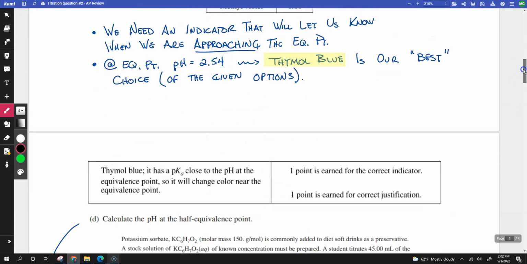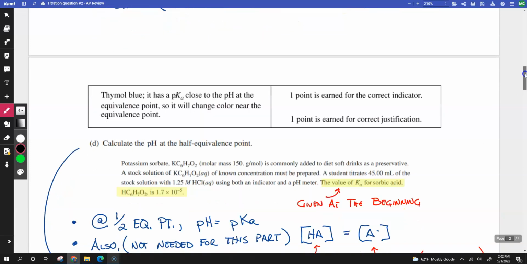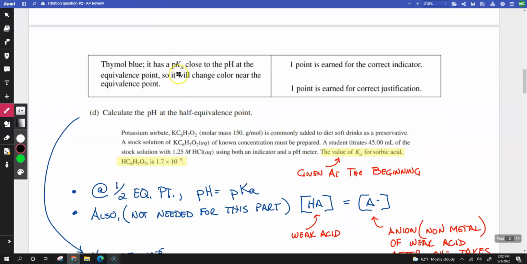All right, the next part says calculate the pH at the half equivalence point. Now, again, at the very beginning of the question, which I cut out, it tells us that we have a Ka value for the sorbic acid of 1.7 times 10 to the negative 5. This was given to us at the beginning. Keep in mind that at the half equivalence point, because that's what we're looking for, the pH is equal to the pKa. What does that P mean? That's a negative log function.